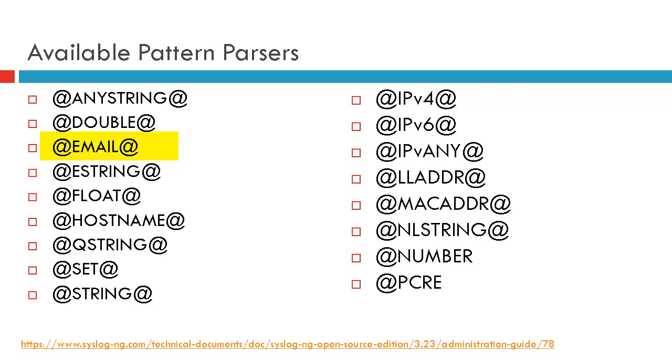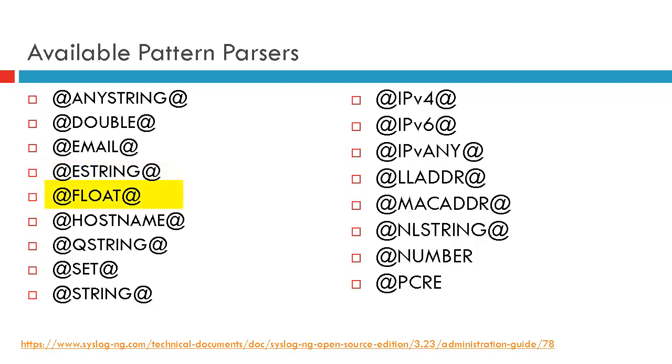So you would pass the angle bracket or the code as the additional parameter to the email parser. Next one is the eString parameter. This parser has a required parameter that acts as a stop character. So this parser parses everything until it finds the stop character that was passed as an additional parameter.